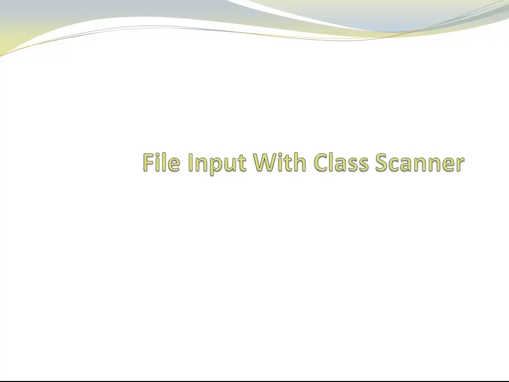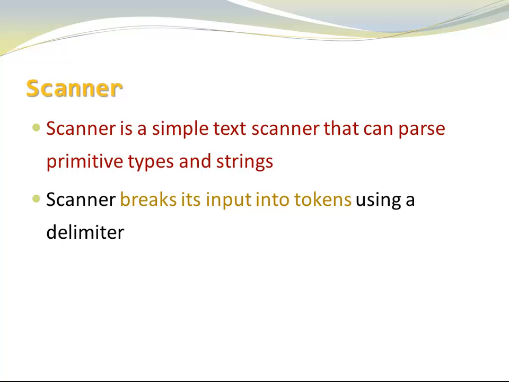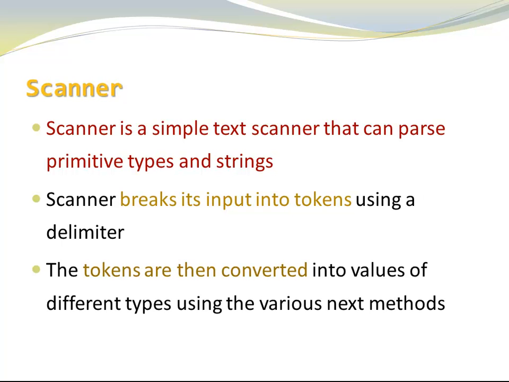Hi. In this video, I want to introduce you to file input with class Scanner. Scanner is a simple text scanner that can parse primitive types and strings. It breaks its input into tokens using a delimiter. By default, this delimiter is whitespace, so a scanner would take the information from a stream, read everything to the next white space, that's a token. Then read everything to the next white space, that's my next token, etc. And those tokens can be converted into values of different types using various next methods.